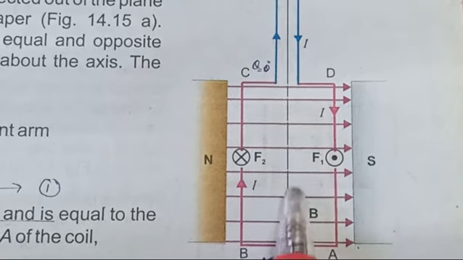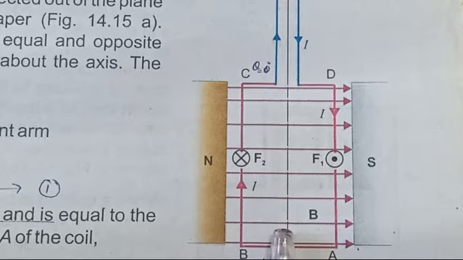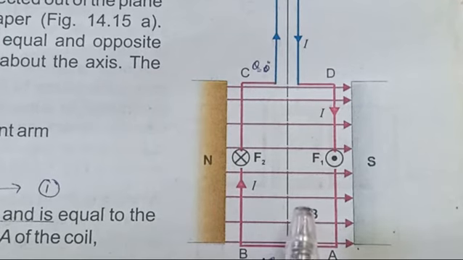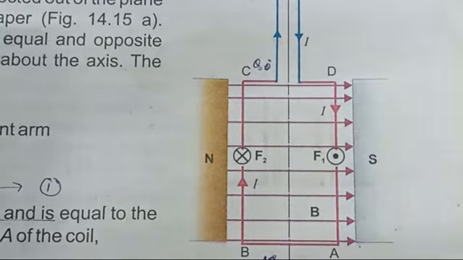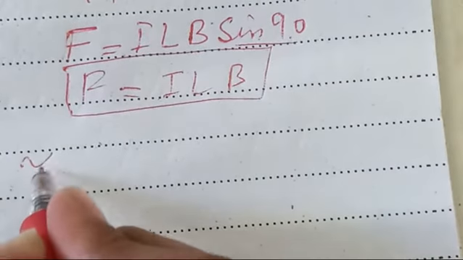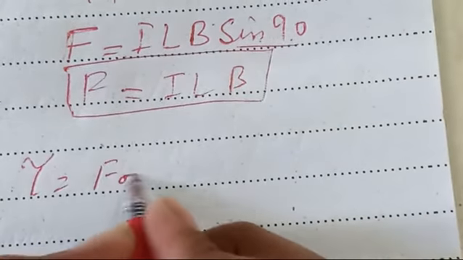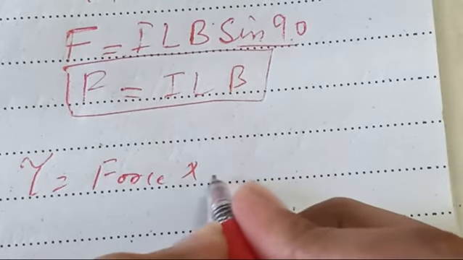Okay. So the torque of this couple is written as, what's the formula of torque? Torque is equal to force into moment arm. Torque formula you know very well. Force into moment arm.